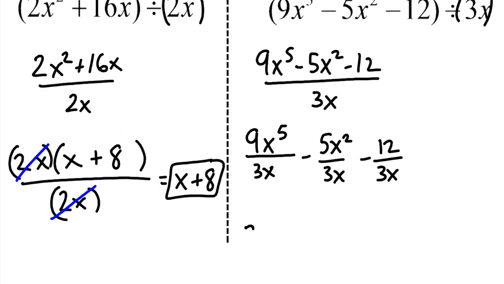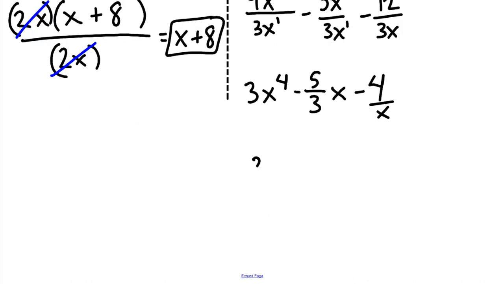9 over 3 will make 3. X to the 5th over x to the 1st will make x to the 4th. 5 minus 3 will just be minus 5/3. That won't simplify. X squared over x to the 1st is x. 12 over 3 will make 4. And then I have it over x, so it'll be minus 4 over x. When you write it all out, it'll be 3x to the 4th minus 5/3 x minus 4 over x.